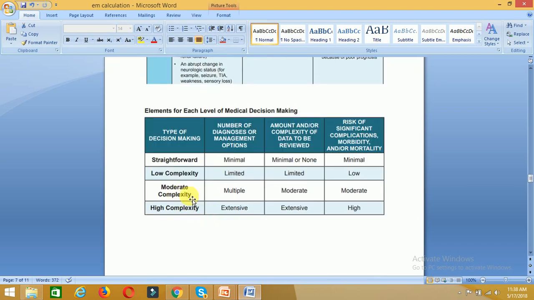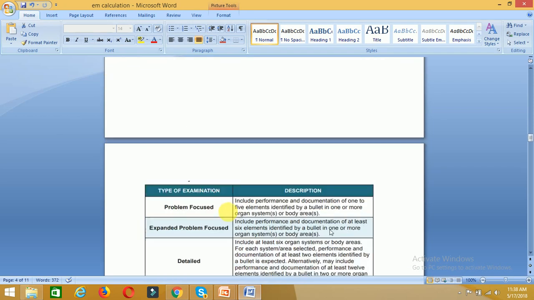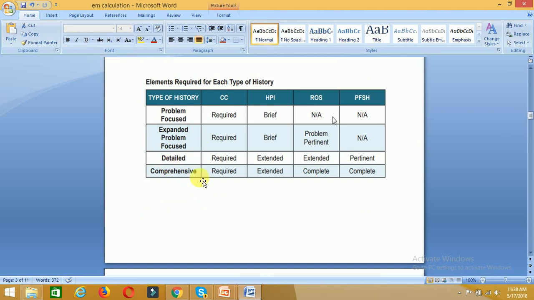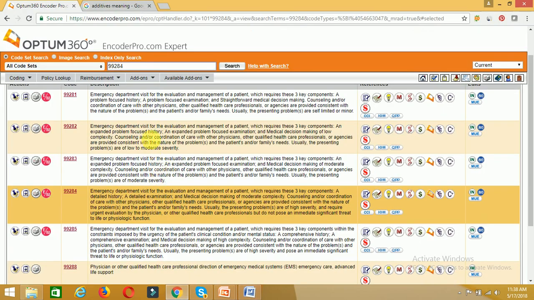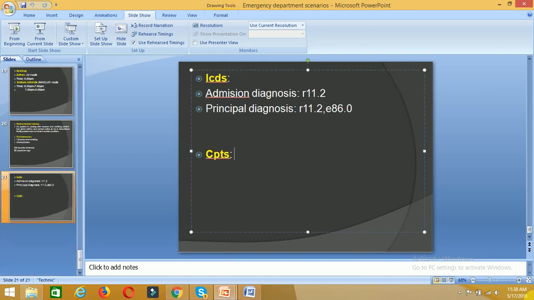So I got moderate medical decision making, physical examination as detailed, and HPI as detailed. We will see in this table where the 3 things are. This is problem focused, this is expanded problem focused, this is EPF. Yes, here it is. Detailed history I got, detailed examination I got, and medical decision making of moderate. So my E&M level will be 99284. So I am giving the E&M level as 99284.